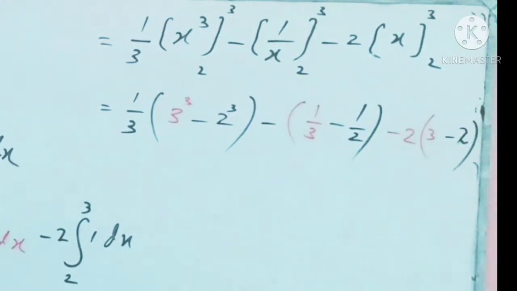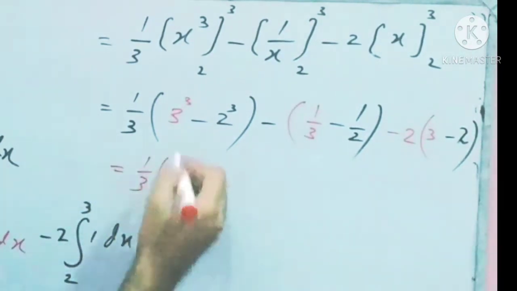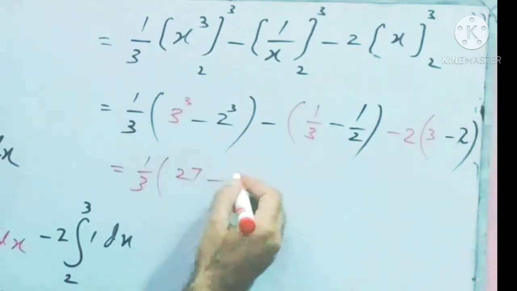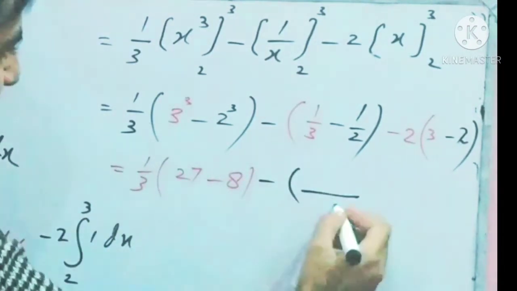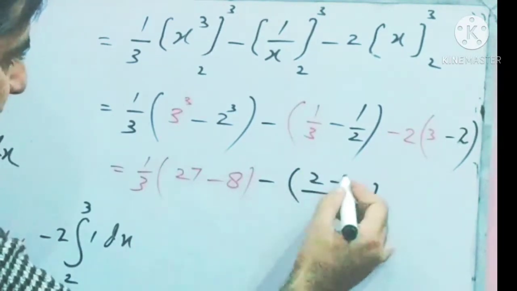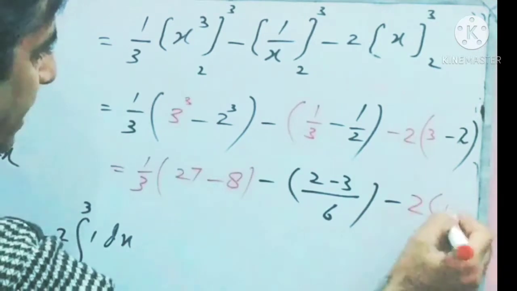Now just send Mr. Calculator to solve this. Here we have 1 by 3, 3 cube 27, 2 cube 8. Not a difficult calculation. Take the LCM: 2 minus 3. And here, very easy, 3 minus 2, 1.